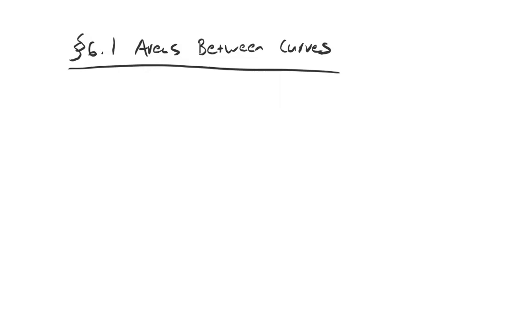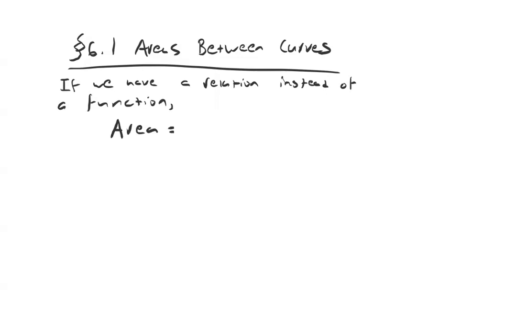So if we have a relation instead of a function, so if whatever we have doesn't pass the vertical line test, we can still find the area. It's going to instead be the integral, over the region that we're interested in, a to b, of the right function minus the left function. And now instead of going over the x-axis, we're going to integrate up and down, so it's going to be the y-axis, dy. So let's do an example to show what I'm talking about.